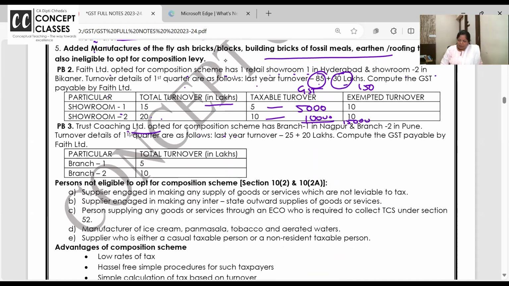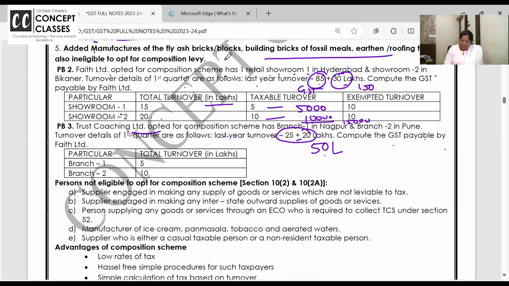Trust Coaching Limited opted for composition and has branch 1 in Nagpur, branch 2 in Pune. Last year's turnover is 45 lakhs. Services के लिए what is the limit? 50 lakhs. For goods, the limit is 150 lakhs and for 8 states 75 lakhs. For services, the limit is 50 lakhs. So compute the GST payable.